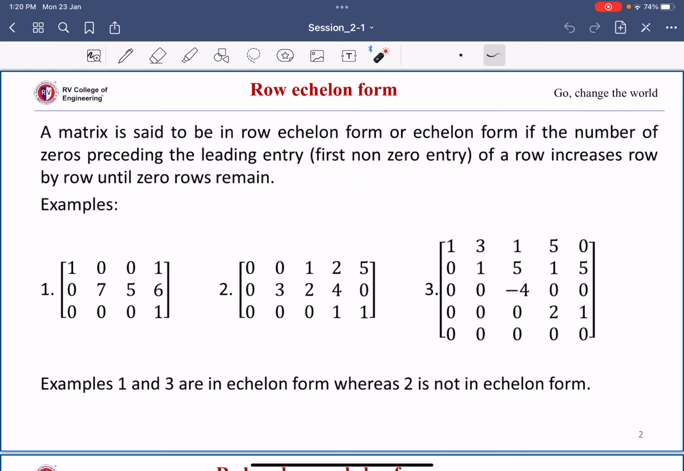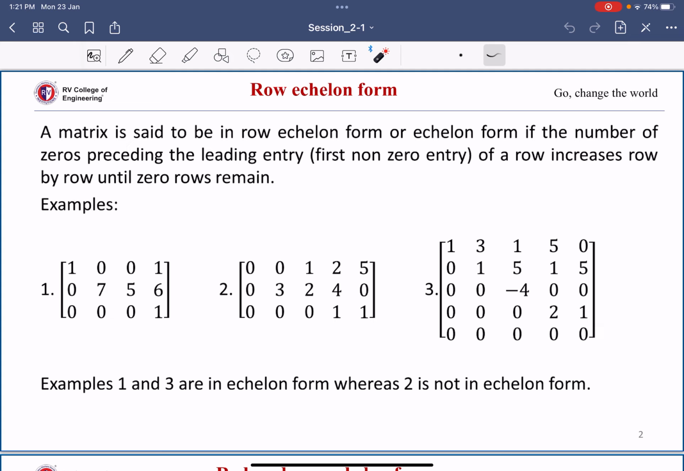In other words, a matrix is said to be in row echelon form or echelon form if all the entries below the leading entries are zeros and the number of zeros appearing before the leading entry is greater than that in the previous row. Here are a few examples. Let us look at the first example. Let us check whether this particular example satisfies all the properties of echelon form of a matrix.